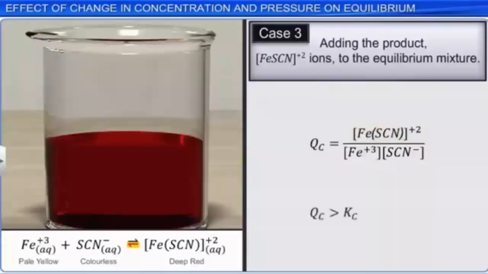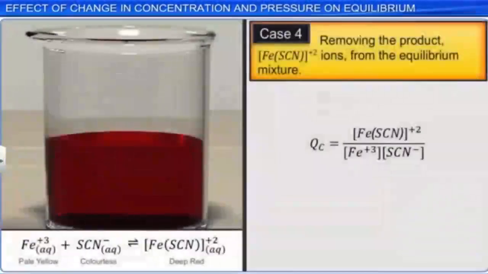This results in Qc becoming greater than Kc. Hence, the backward reaction, that is, the dissociation of FeSCN+2 ions into Fe+3 and SCN- ions, takes place.